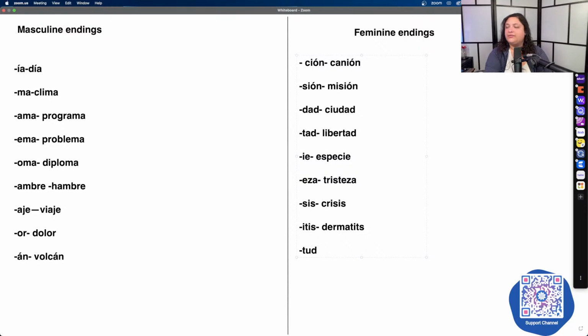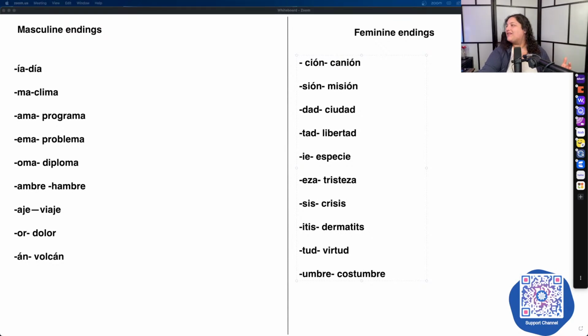Words ending in TUD. For an example, virtud, la virtud, the virtue, or virtue. Or words ending in UMBRE, like costumbre, which means like a custom or a tradition. So these are the endings that we had learned the past couple of weeks.